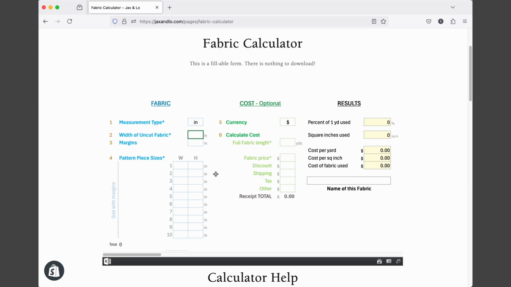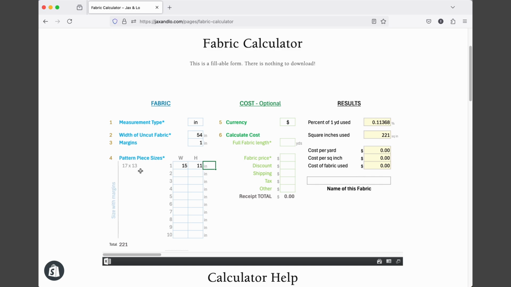So let's remember, our uncut fabric was 54 inches. We wanted 1-inch margins. And our first piece was 15 by 11. And if you look, it adds the margins onto it. So remember, one on the left, one on the top, one on the right, one on the bottom.